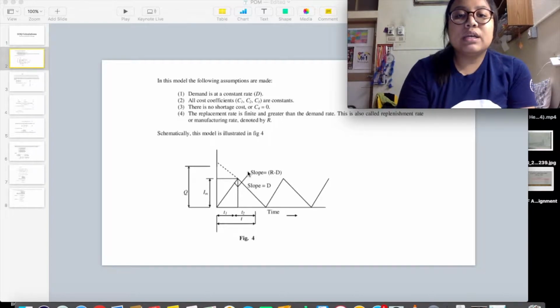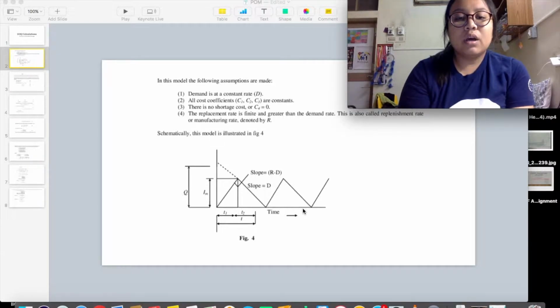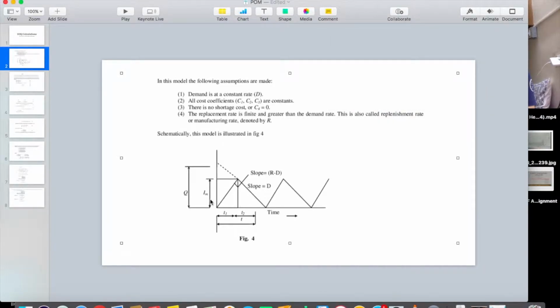Schematically, this model is illustrated in figure 4. As you can see, this is slope equal to R minus D, slope equal to D, time on the x-axis, Q on the y-axis. Going with the next slide.